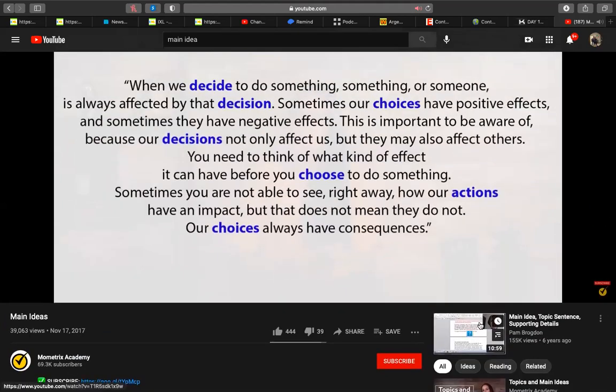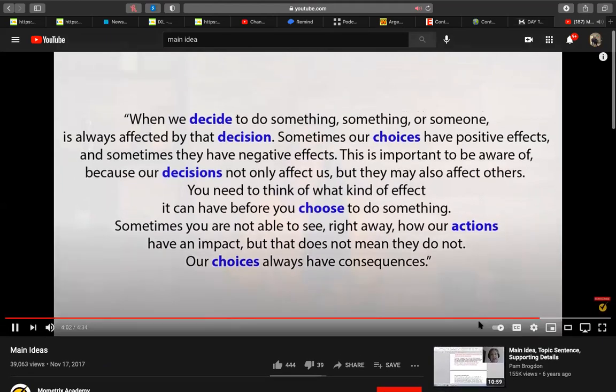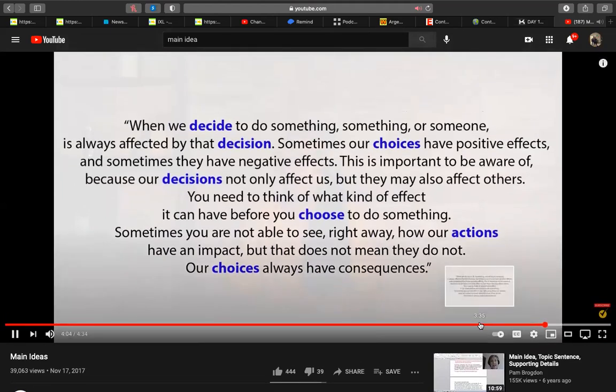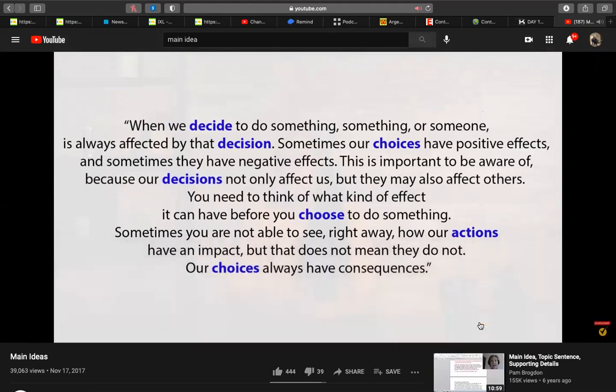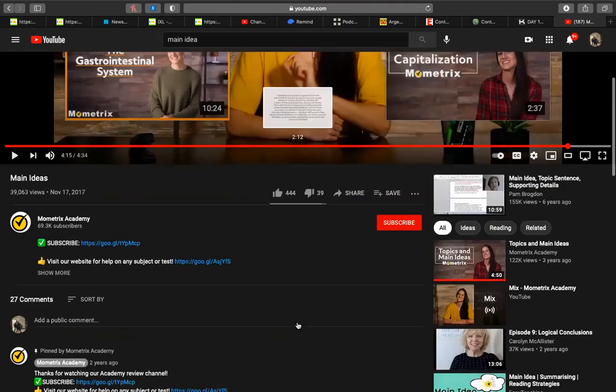Let's take a look. Every sentence talks about how our choices have an impact. And when we get to the very last sentence, it puts it very simply. Our choices always have consequences. So there's the main idea. Great work, guys. Really good work.